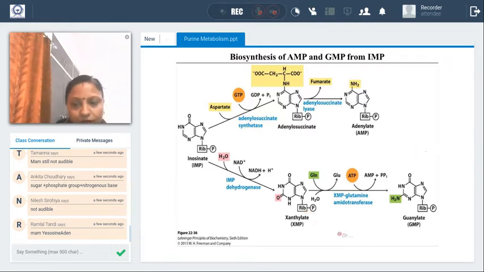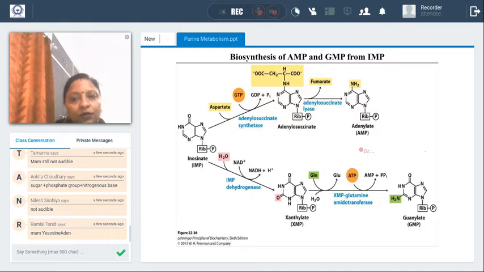This whole process is very important because by this process, we can get AMP, which is a very valuable molecule for all the metabolic processes. You all know cyclic AMP and AMP itself for the synthesis of nucleic acid and other nucleotides.